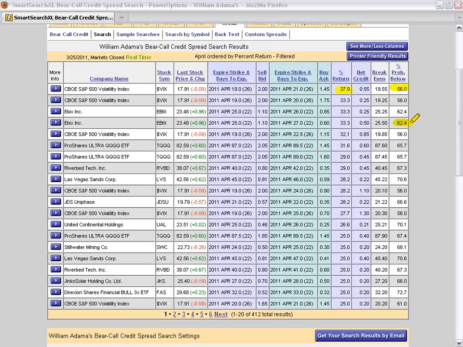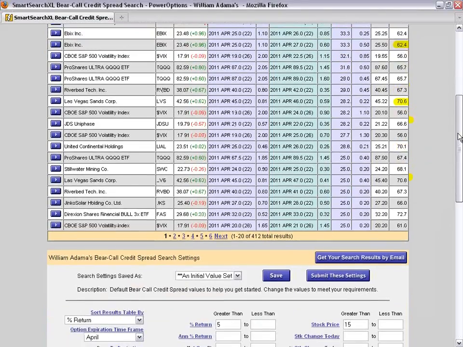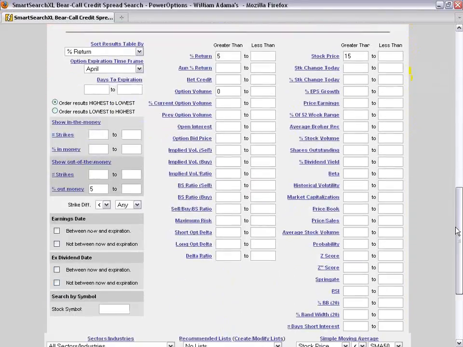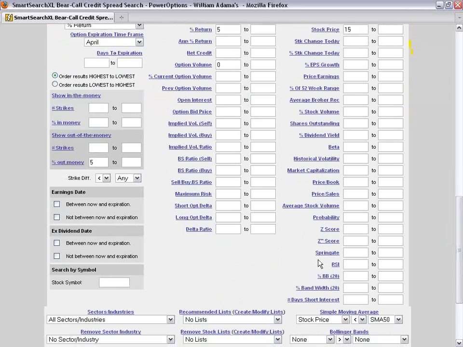56% probability, 62%, 70%. Now, that's not what most people who are looking for a credit spread will do. What we'll typically look for are spreads that have at least a 75 or 80% probability of success, and you'll probably use other stock filters as well. But let's just put that in.